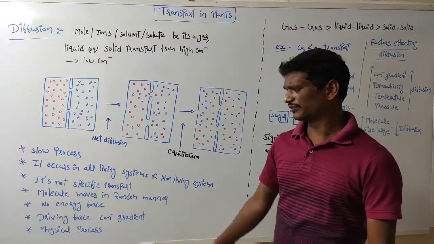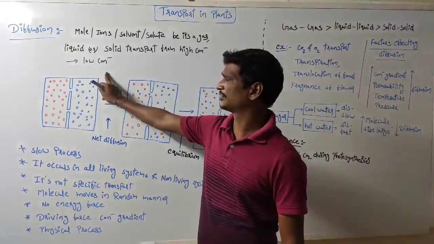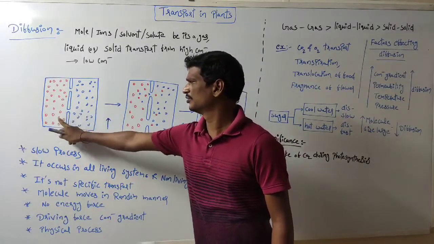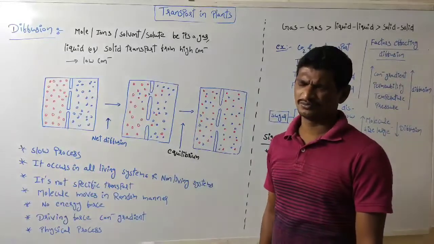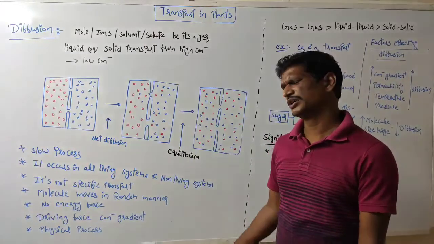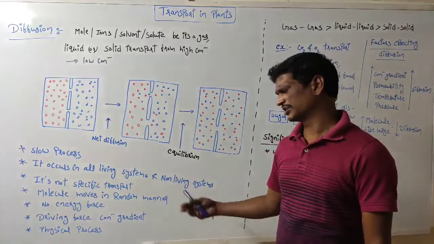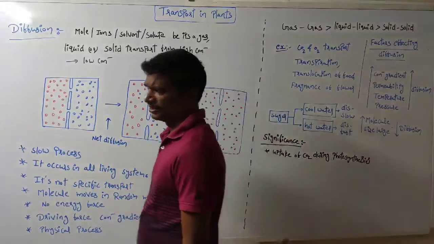The driving force here is the concentration gradient, high concentration to low concentration, right? And this is a physical process. Okay, this is the physical process. Mostly this happens within non-living systems also, and that's the reason why this is considered a physical process, right?